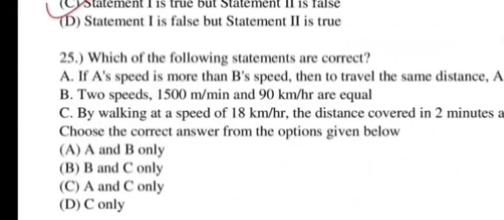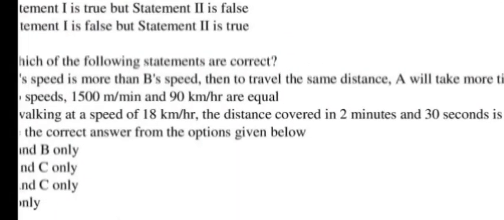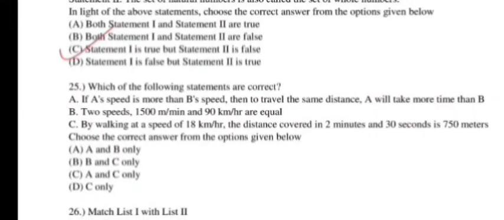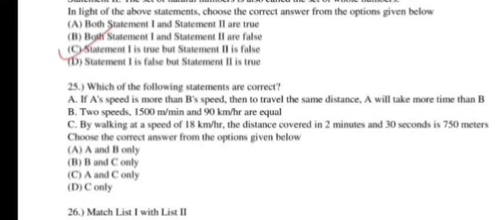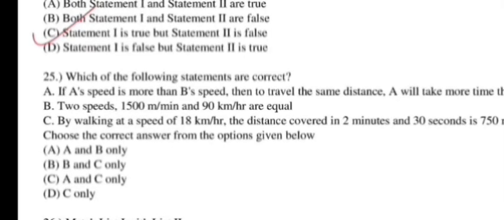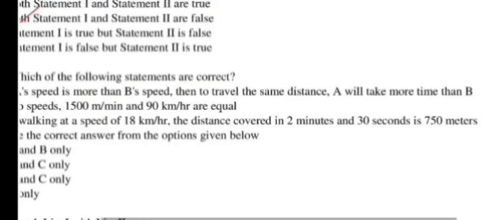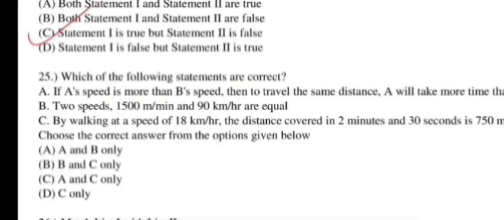Question 25 says, which of the following statements are correct? A, B, C. A: If A's speed is more than B's speed, then to travel the same distance, A will take more time than B. B: Two speeds, 1500 meters per minute and 90 kilometers per hour, are equal. C: By walking at a speed of 18 kilometers per hour, the distance covered in 2 minutes and 30 seconds is 750 meters. Now choose the correct answer from the options given below.